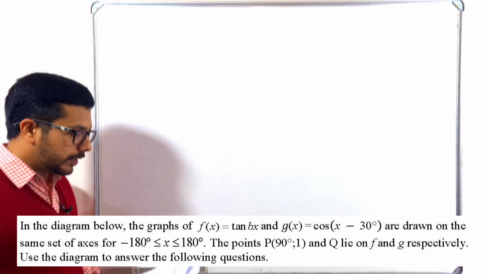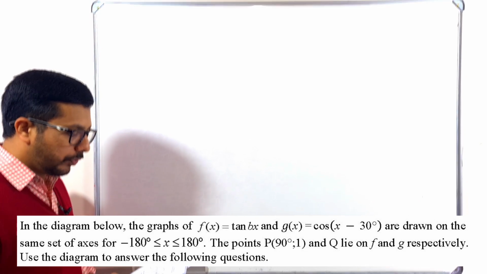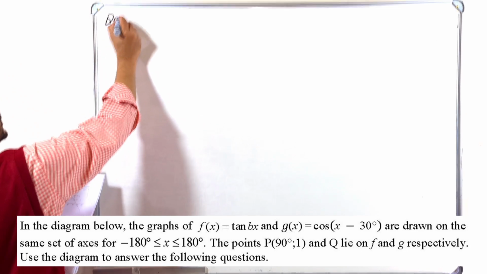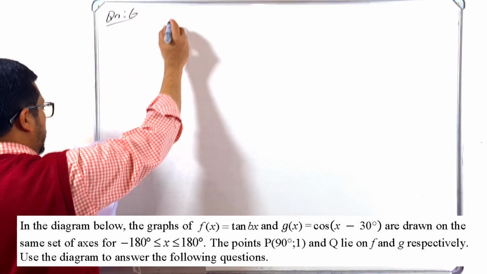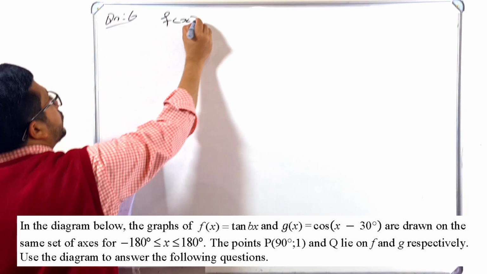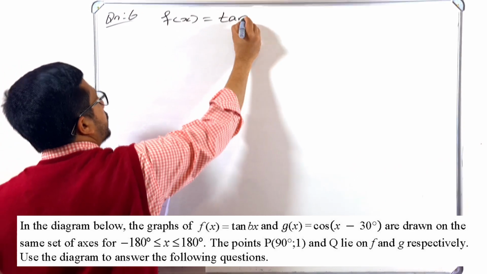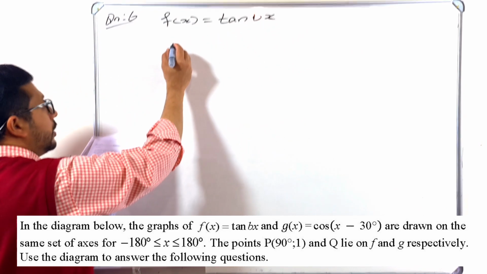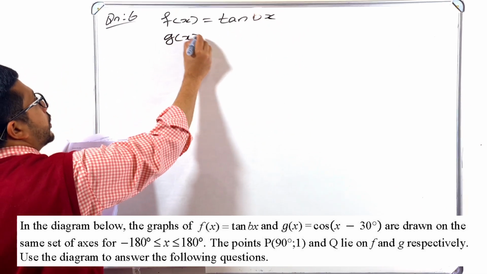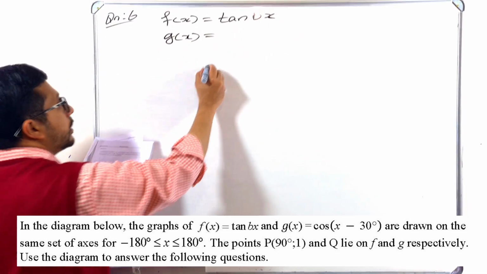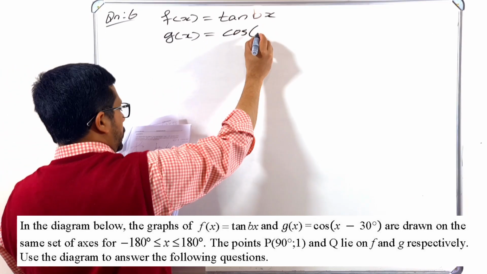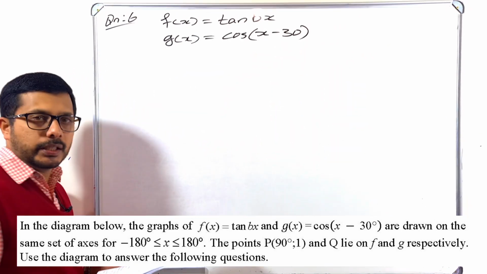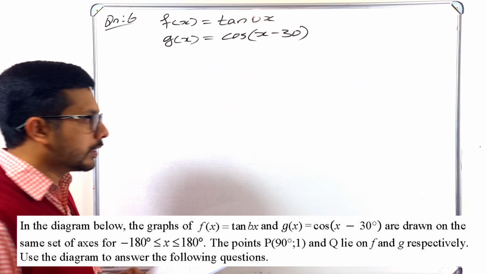Okay, question number 6. In the diagram below, the graph of f of x is equal to tan bx, and g of x is equal to cos of x minus 30. There are two functions, f of x and g of x, and a diagram is also given.